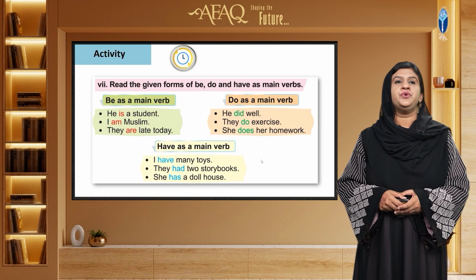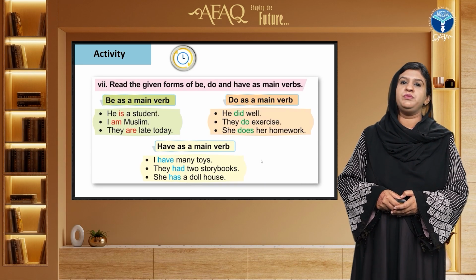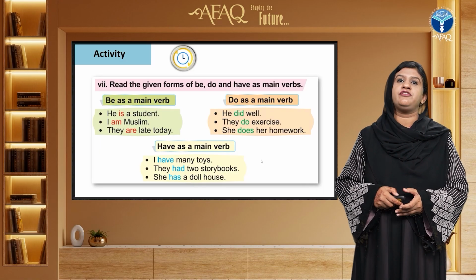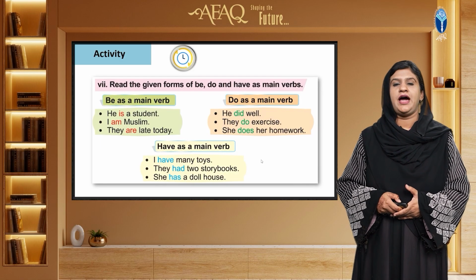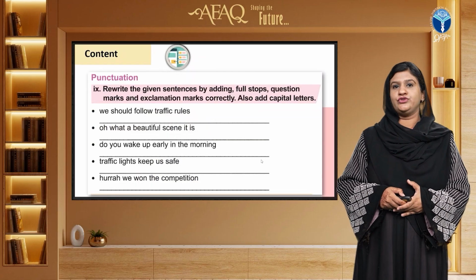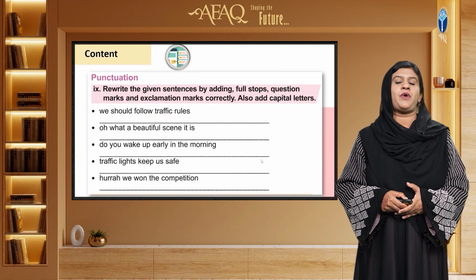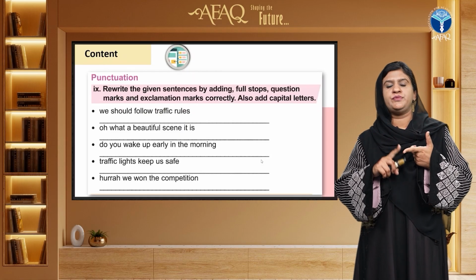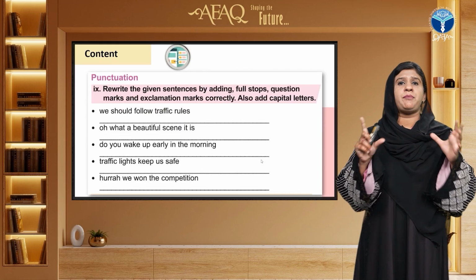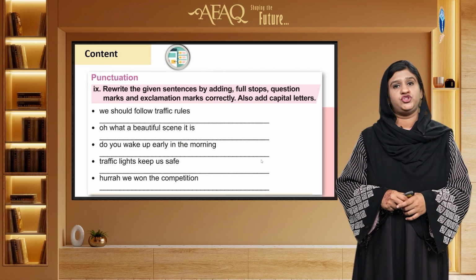Now here you are going to write 3 sentences with be, do and have, and don't forget to write them with 3 different forms of be, do and have. On the next slide, my dear kids, there is punctuation. And do you know the punctuation marks? Let's revise them. We add full stops, question marks, exclamation marks and commas, and capitalization also comes in punctuation.